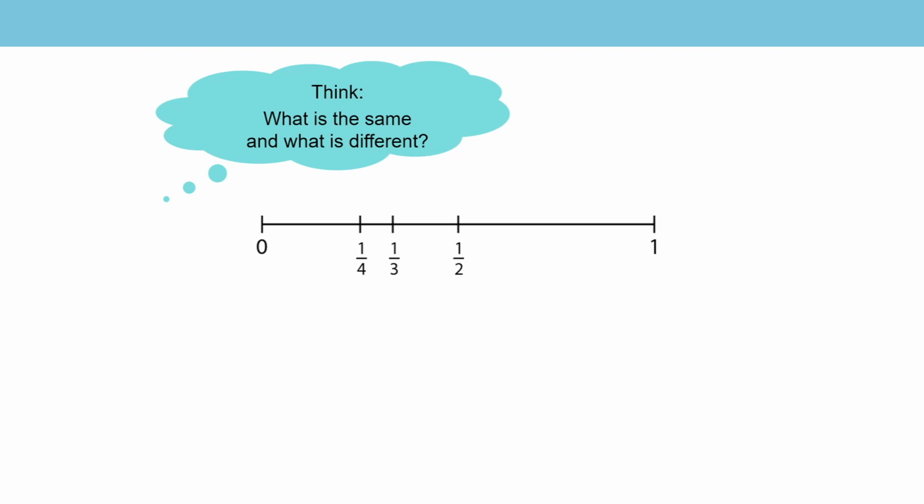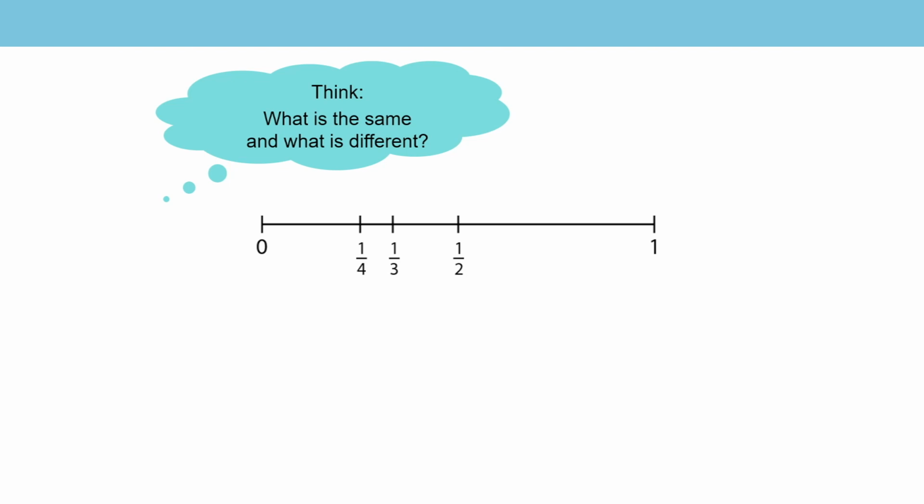Let's check then. What is the same? Did you spot that all the numerators were the same? They're all 1. That is because we have been comparing unit fractions. And what is different? All the denominators are different. We have got 4, we've got 3, and we've got 2. The fractions are 1/4, 1/3, and 1/2.